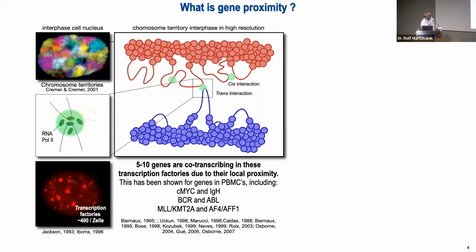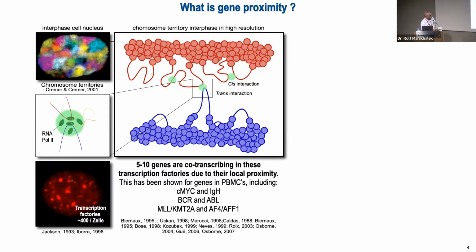What is really important to understand, and this is also a very old story which was published at the end of the 90s, is what is going on, for example, in the blood cell. People have already shown that the MYC gene and the heavy chain of the IgH gene are transcribed together in such a factory, or BCL and ALK are transcribed together, or even the MLL gene and AF4 are transcribed together. There are many publications which have shown this co-transcription taking place here.